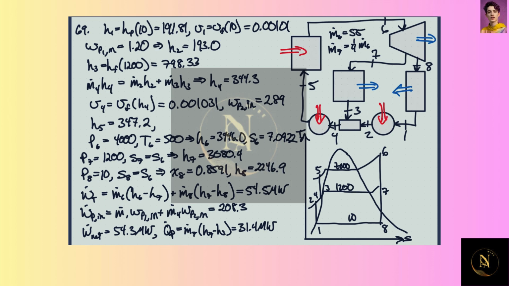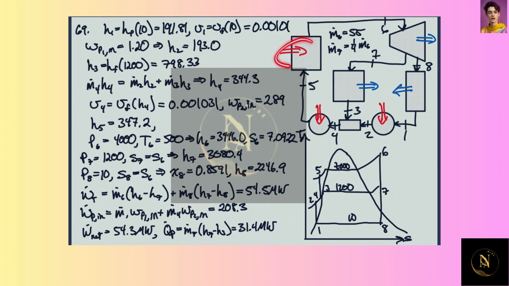Now we have a heat transfer. We can figure out the heat transfer through the process heater. So this is the heat that we're utilizing. It's coming out during this process here. That's the mass flow rate through the heater times the enthalpy change across it, and that winds up being about 31.4 megawatts. So we're getting a lot of heat out of here.